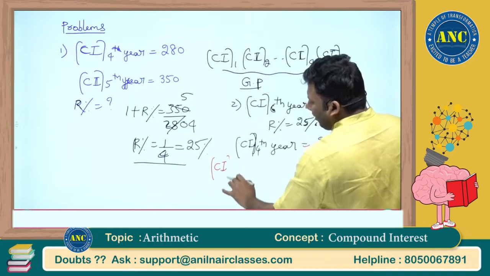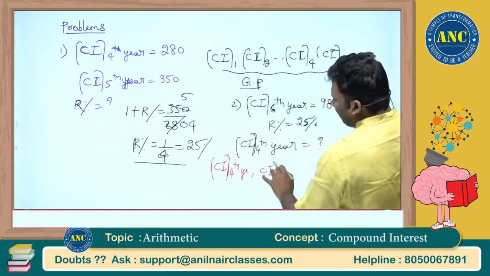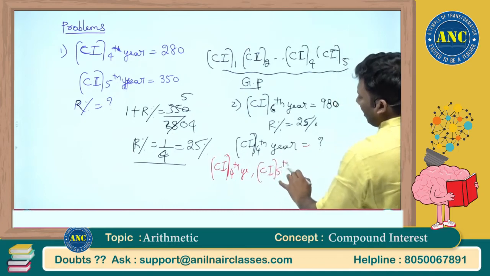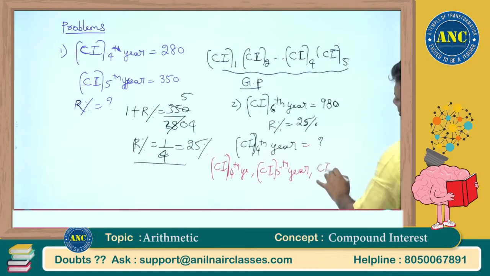CI for particular years. CI for the 4th year, CI for the 5th year, and CI for the 6th year are all in geometric progression.